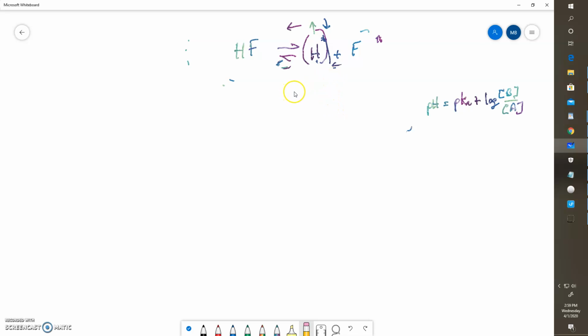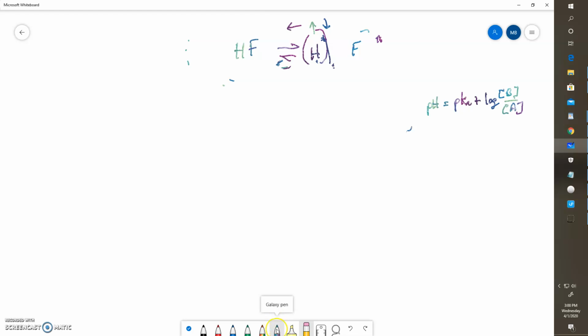The other thing to consider is when I have used up the exact amount of base to take all my HF and convert it to H+ and F-. What I'm left with is F-. So even though I have added an equal amount of base and acid to neutralize the solution, so to speak, the pH actually will not be at 7. It'll be above 7 because I have this conjugate base. Since there's a conjugate base here, the pH of the solution will be a little bit basic. Not hugely basic, but a little bit basic. So keep that in mind.